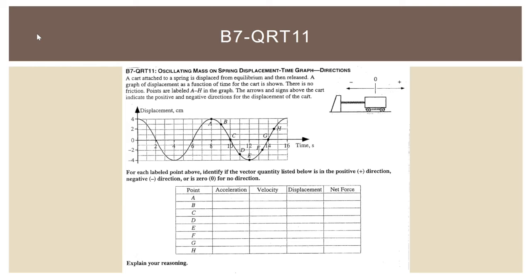It says a card attached to a spring is displaced from equilibrium and then released. A graph of displacement as a function of time for the card is shown. There is no friction. Points are labeled A through H in the graph. The arrows and signs above the card indicate positive and negative directions for the displacement of the card. It then says for each labeled point above, identify if the vector quantity listed below is in the positive direction with a positive sign, the negative direction with a negative sign, or a 0 with just the number 0 for no direction. And then explain your reasoning.